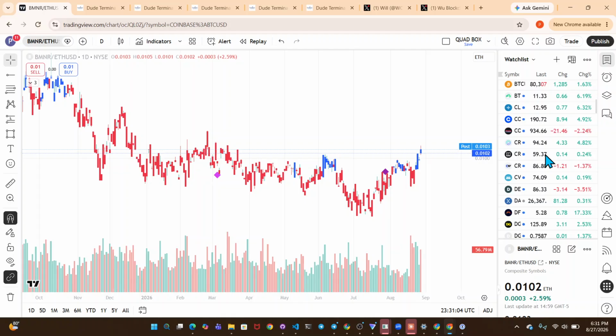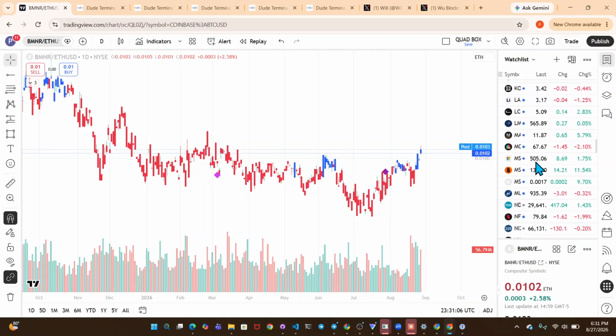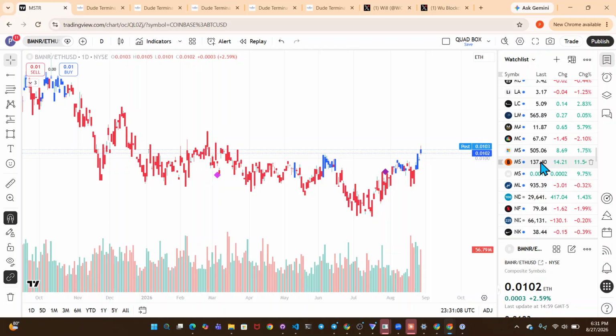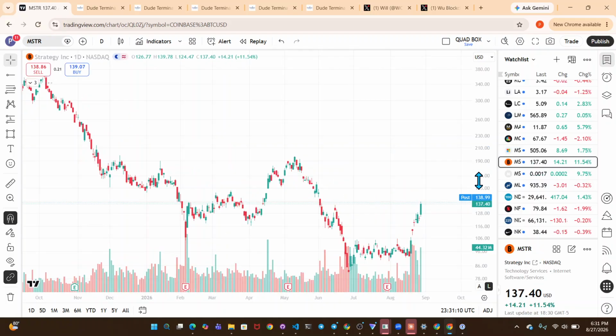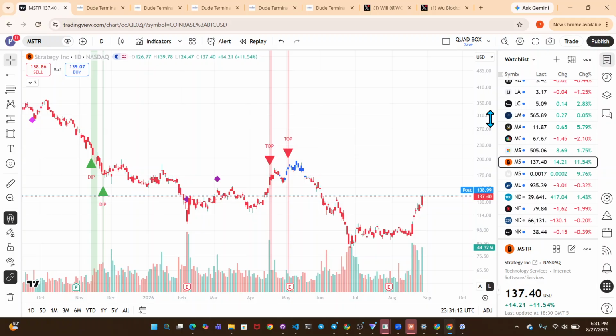Even MSTR, good old Michael Saylor, is looking pretty decent today too, up like 11.5%. This thing's waking up. So I think there's a lot of potential. And the fact that these digital asset treasuries are moving gives you an idea that risk is re-entering the system a little bit, that people are feeling a little more optimistic about crypto, and that it's going to be the place to play for a little while here.